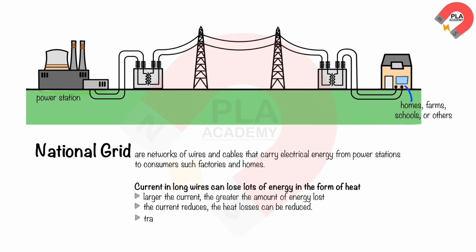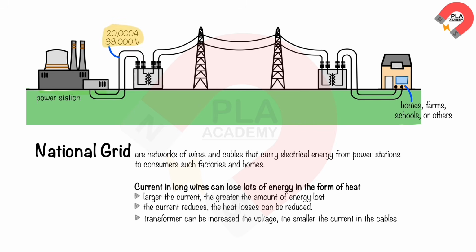Transformers are used in national grids, so that the electricity is transmitted as low currents and at high voltages. Typically, a large power station produces a current of 20,000 amperes at a voltage of 33,000 volts. The high current is fed to a step-up transformer, which greatly decreases the size of the currents and increases the size of the voltages. These step-up transformers increase the voltage of the electricity to approximately 400,000 volts.